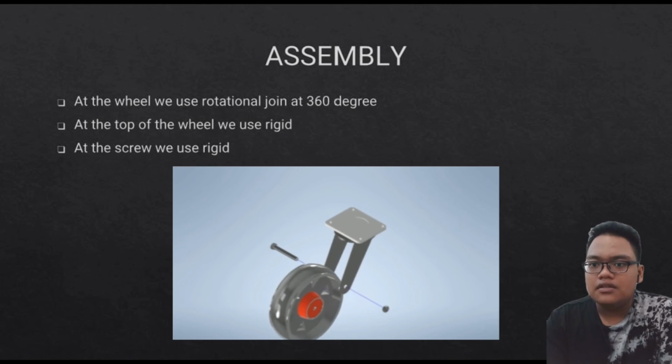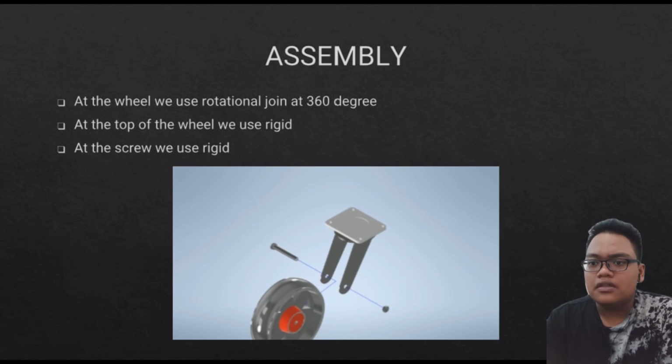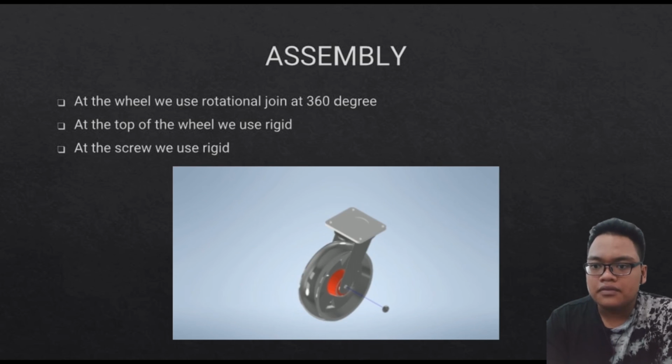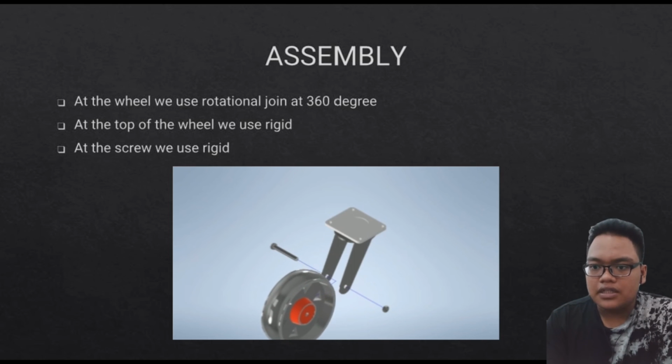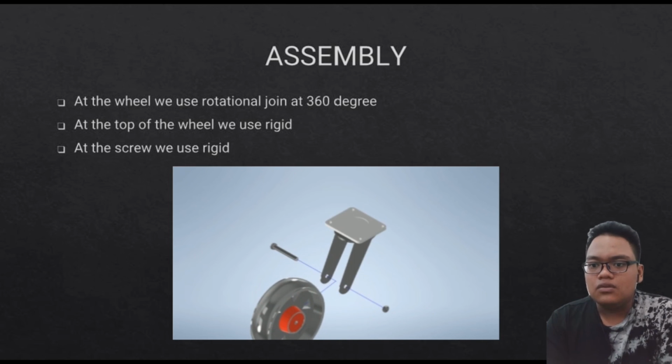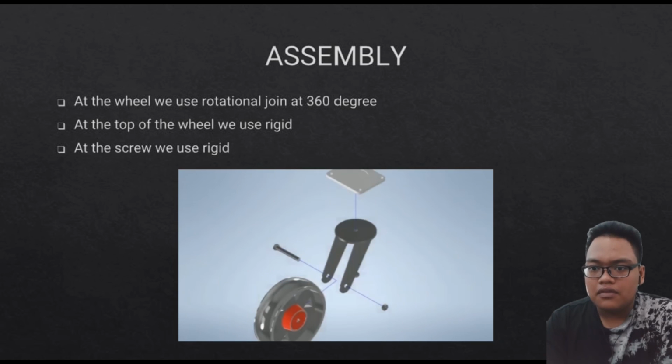So, this is the last part of our project. As you can see, we use assembly to join all 5 parts together. The first joint that we use at the wheel is a rotational joint. It can rotate 360 degrees. Second, we use rigid to lock the bolt and nut together so it can stay in a fixed position. Finally, we also use rigid to join the upper part of the wheel holder.